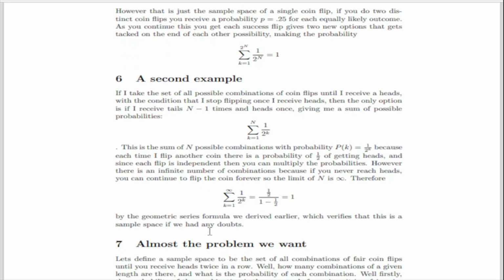A second example that we could use, right? If I take the set of all possible combinations of coin flips until I receive heads, with a condition that I stop flipping once I receive heads, then the only option is if I receive tails n minus 1 times and heads once, giving me the sum of possible probabilities, k equals 1 to n of 1 over 2 to the k, right? Because it's only possible to have heads, then tails heads, then tails tails heads, and so forth in the sample space. And each one of those has a probability of 1 over 2 to the k of happening.